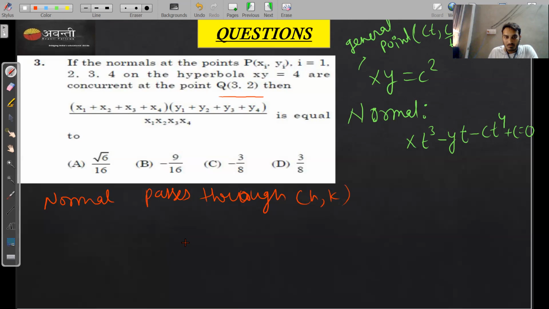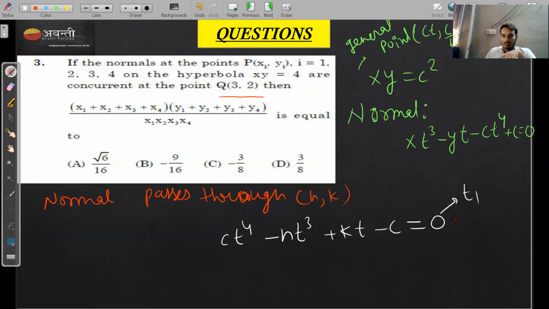I will write this with you guys. So what do you get? You get c t raised to the power 4 minus h t cube plus kt minus c is equal to 0. Yes or no? And how many roots does it have? It is a degree 4 equation. It has 4 roots: t1, t2, t3 and t4.